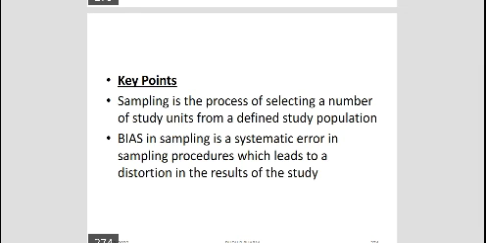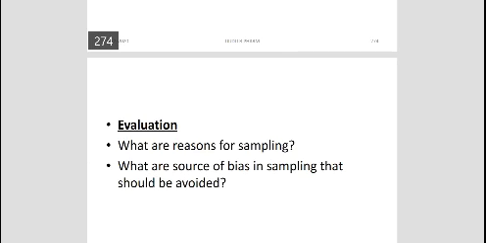The key point in our study: sampling is the process of selecting a number of study units from a defined study population. Bias in sampling is a systematic error in sampling procedures which leads to distortion in the results of the study.